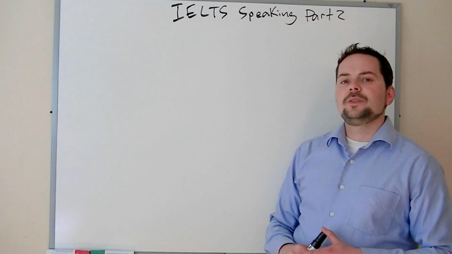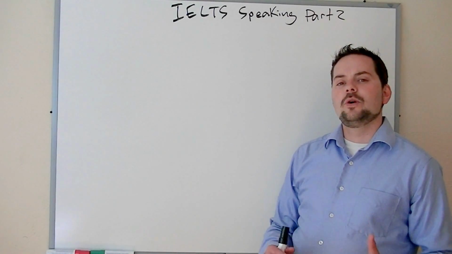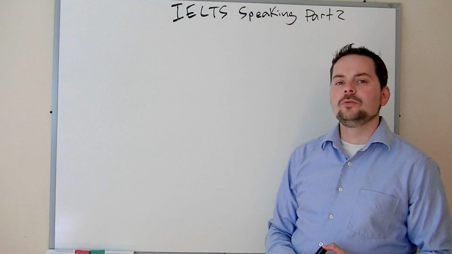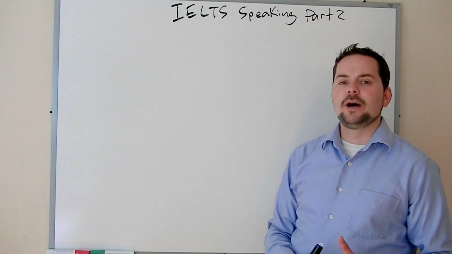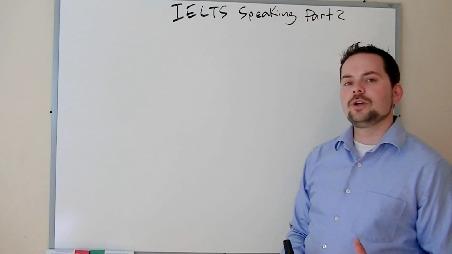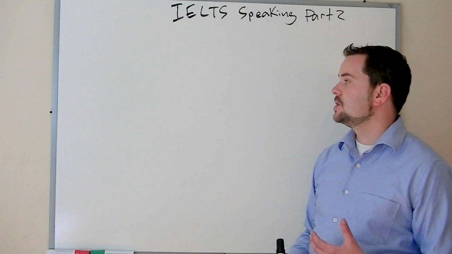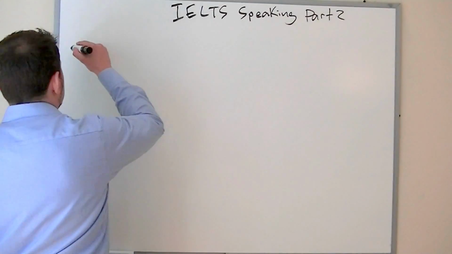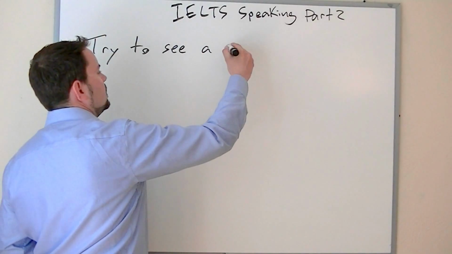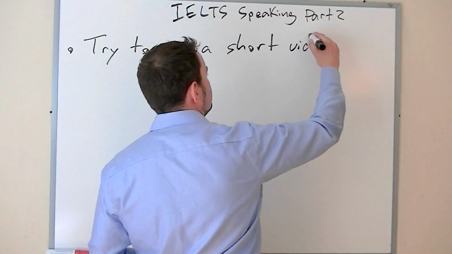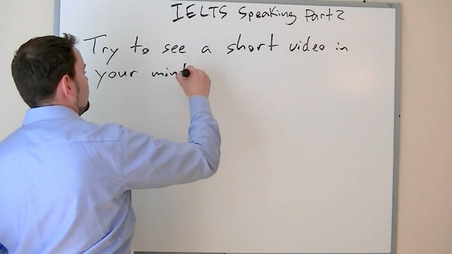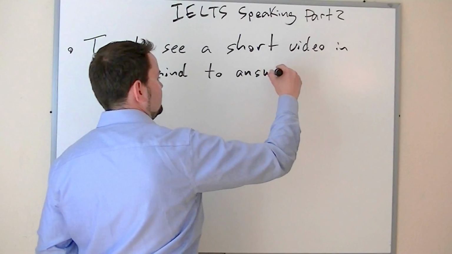Okay, so the example that we're using asks the question to talk about a role model. Now, it's very common for part 2 that the questions on the card will be about a person. Look at the questions, and the most important step that you need to do when you see the questions and you understand the questions is visualize it. So try to see a short video in your mind to answer the questions.